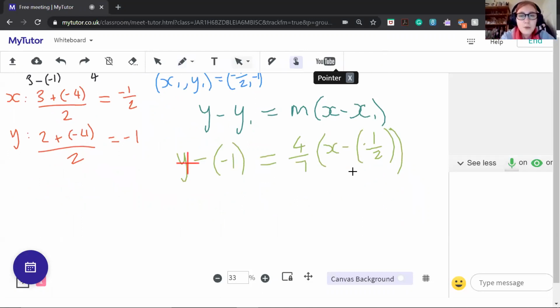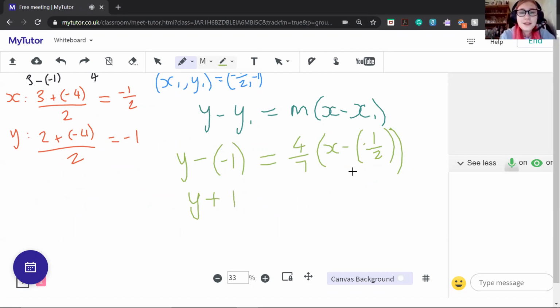So first of all, wherever we have a minus, we know that that just becomes a plus. So this becomes y plus 1 equals 4/7 of x plus 1/2. So already it looks nicer. There's a lot fewer brackets, and it seems a lot better.